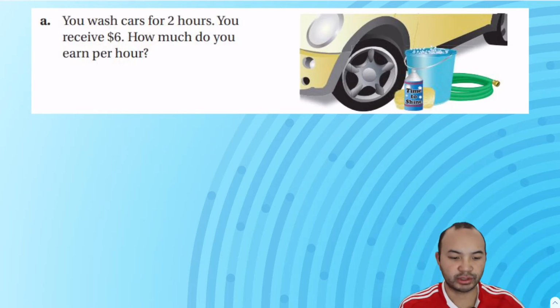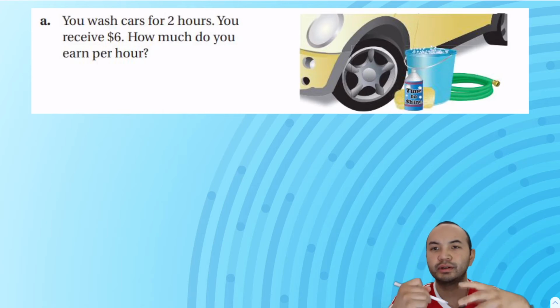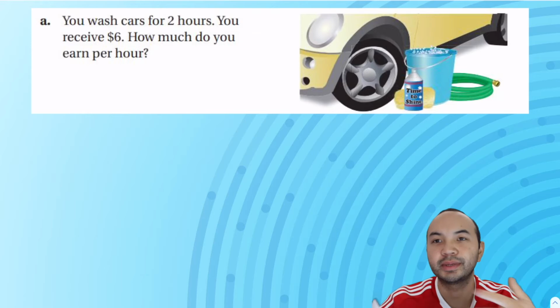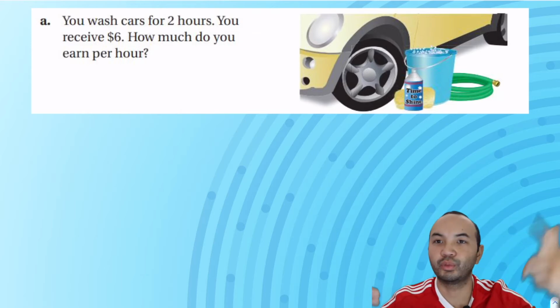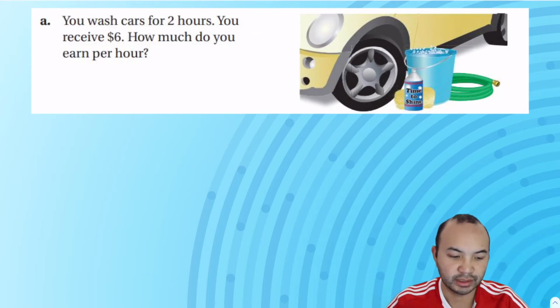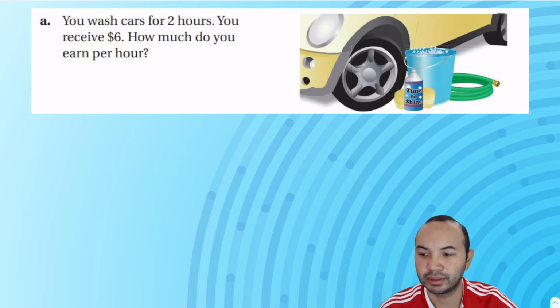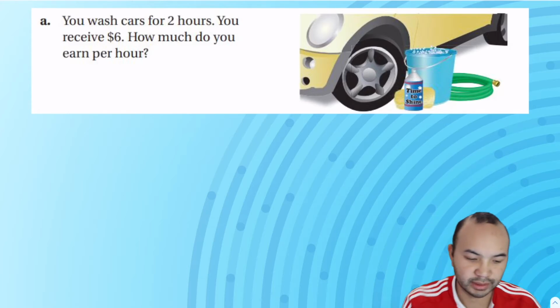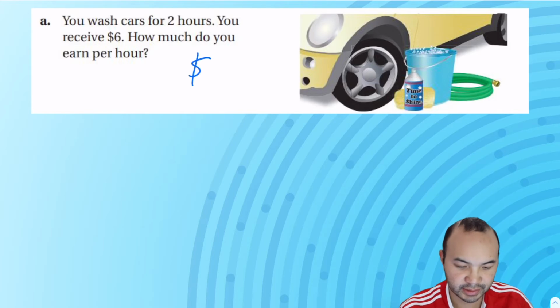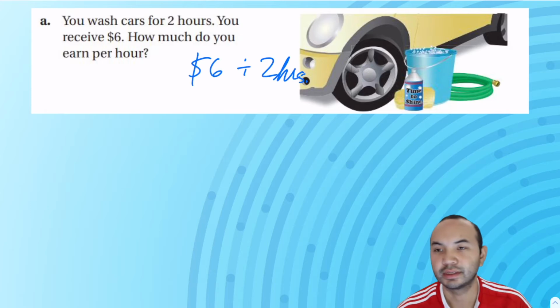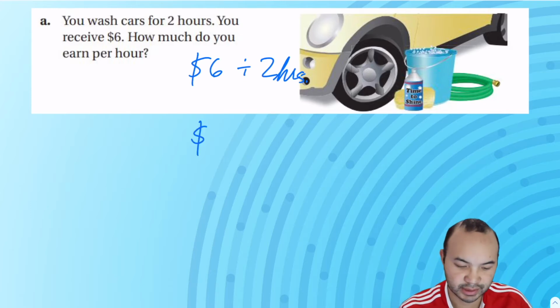So here, you wash cars for 2 hours, you receive $6. How much do you earn per hour? So how much do you earn for 1 hour? Per usually means you're dividing, like how much for 1 hour. If you're getting $6 for 2 hours, how much do you think you make in 1 hour? Exactly. You're going to divide $6 by 2 hours, so $6 divided by 2, or $6 over 2 hours.